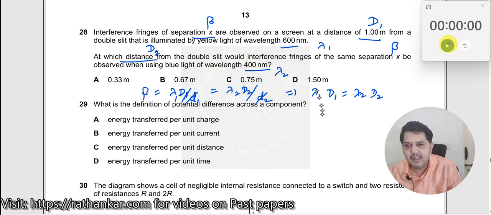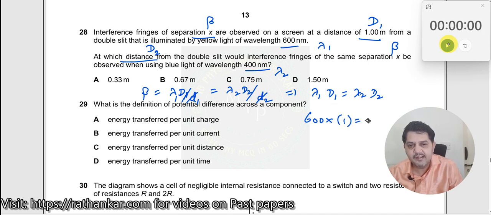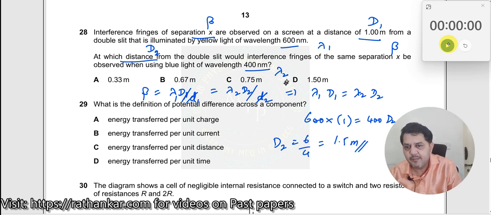What is lambda 1? Lambda 1 is 600, into D1, which is 1, is equal to lambda 2, which is 400, into D2. Simple comparison problem. So D2 should be equal to, the double 0 goes away, 6 by 4, which is 1.5 meters, right? 1.5 meters, answer is D.